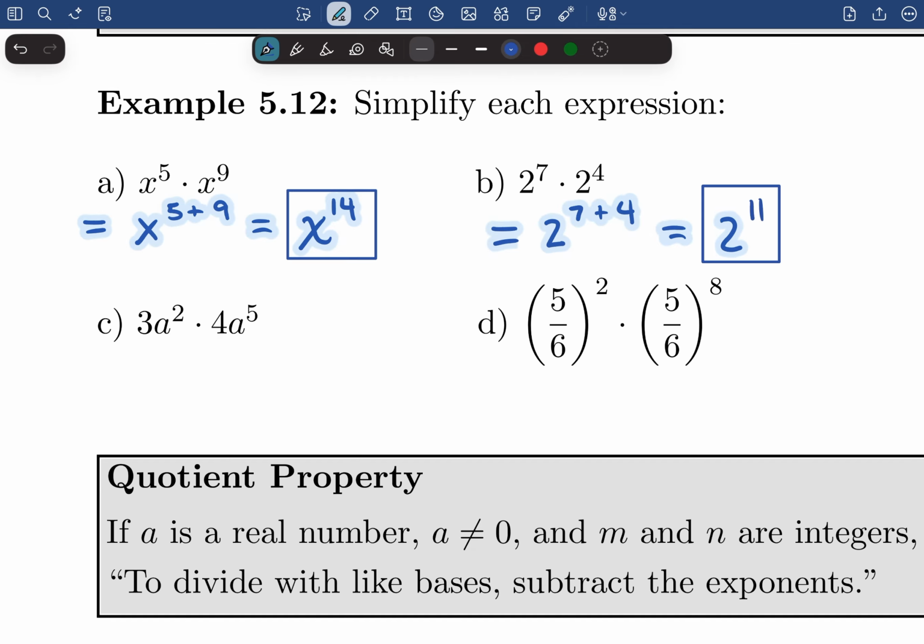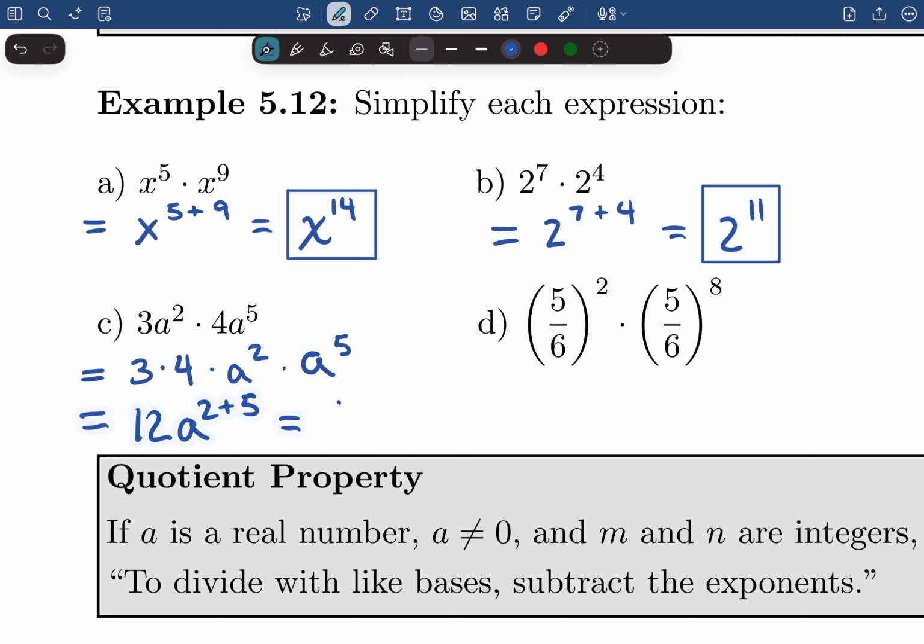Now, part C increases some complexity. Multiplication is commutative, meaning you can rewrite all of the things that are being multiplied in any order that you want to. If I see this, a lot of times I'll take the 3 times the 4 and the a squared times the a to the 5th to help me see things clearly. Now 3 times 4 is 12, and then I can use the product rule with the same base of a. So I'm going to take a squared and a to the 5th and add their exponents together. That gives me 12 times a to the 7th.